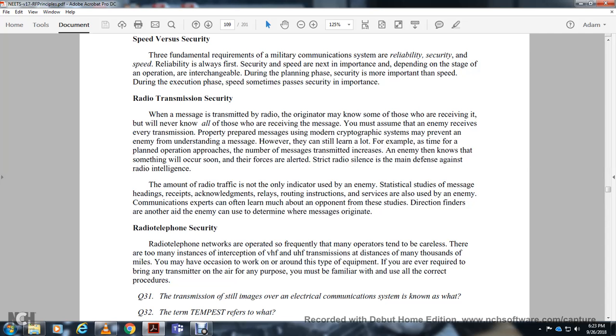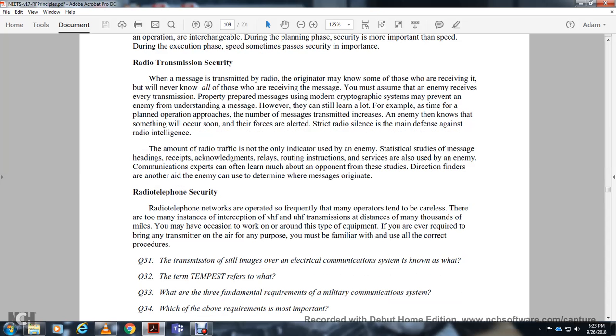The amount of radio traffic is indicated not only by the message count, but also by enemy statistical studies of message headings, acknowledgments, relays, routing, and instruction services. Even enemy communications experts often learn much about the intentions of the opponent from these studies. Direction finders or other aids of the enemy can even determine where the message originated.